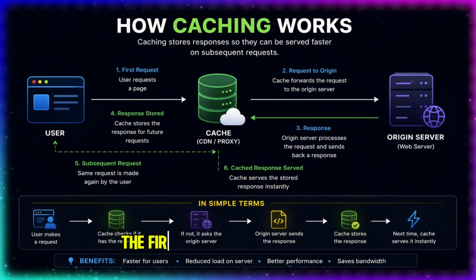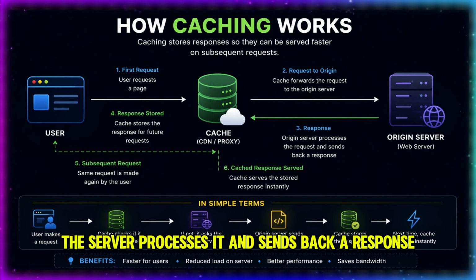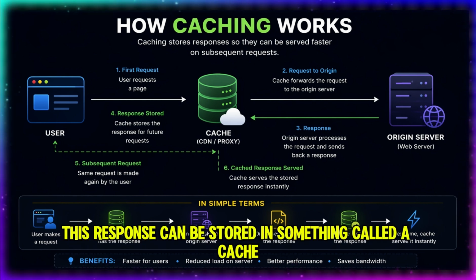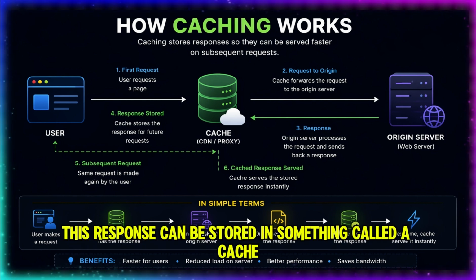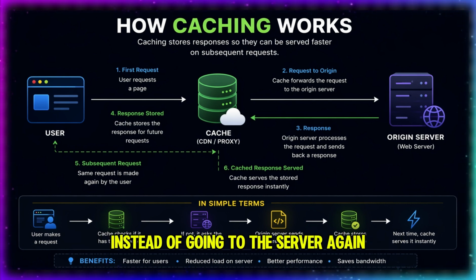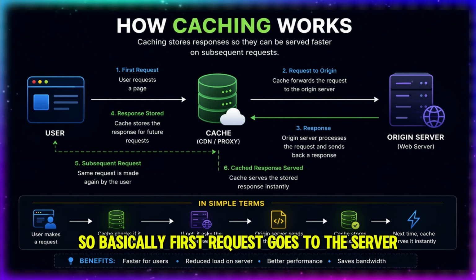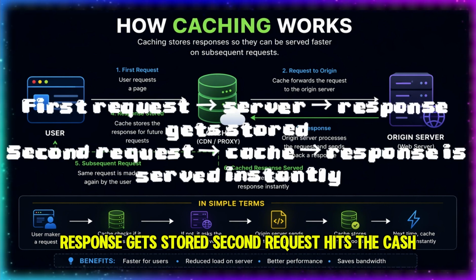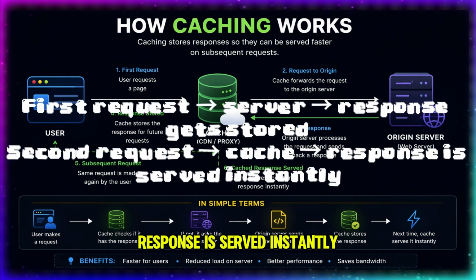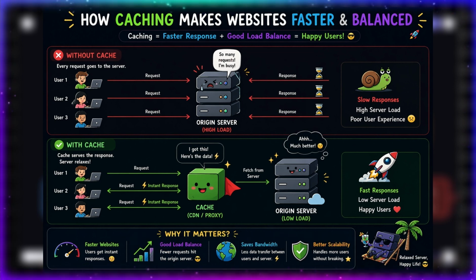Caching is very simple. The first time you request a page, the request goes to the server, the server processes it and sends back a response. Now this response can be stored in something called a cache. The next time someone requests the same thing, instead of going to the server again, the cache directly serves the saved response. So basically, first request goes to the server, response gets stored, second request hits the cache, response is served instantly. Now, this makes websites faster and reduces load on the server.